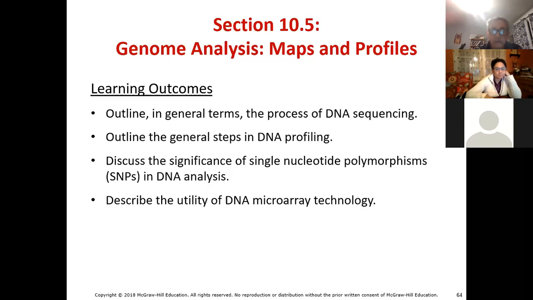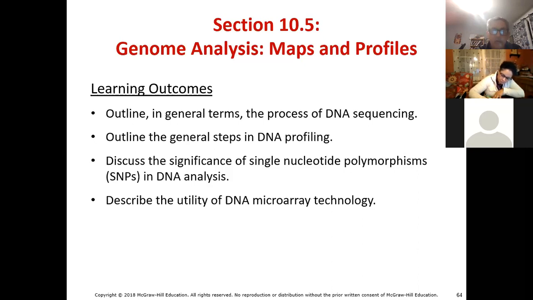So in this section, we're going to talk about genome analysis, maps, and profiles. Talk about DNA sequencing. With automated sequencers now, we can sequence DNA very rapidly. It takes no time at all to sequence the COVID. It's actually RNA, their genetic material is RNA. They only have about 15 genes to their genome.